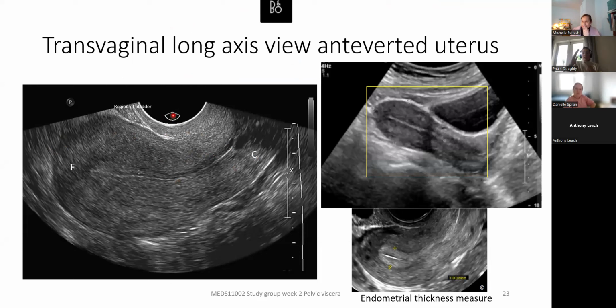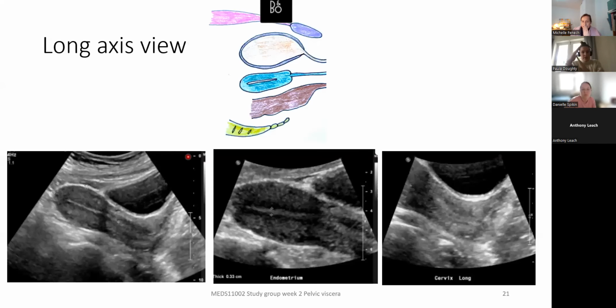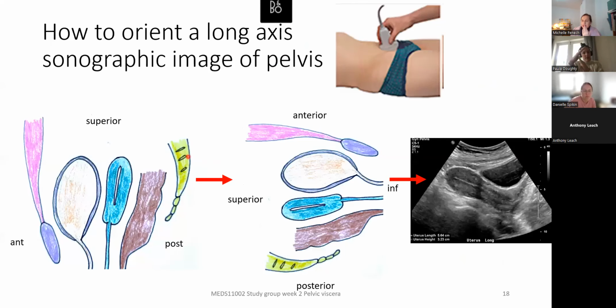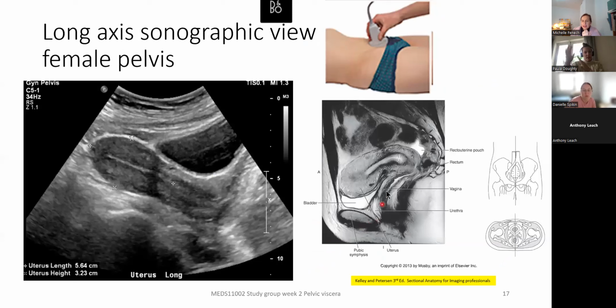But I guess, Michelle, the transducer is more sort of like that, right? Because it looked like on the other picture the vagina is sort of tilted. Yeah, there's a bit of a tilt. And that's why you can see the bowel, because it's over here, right?